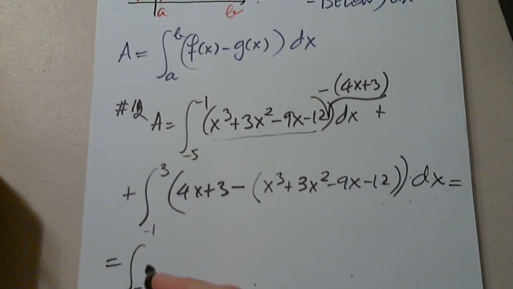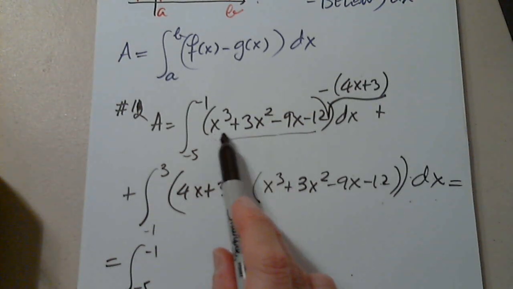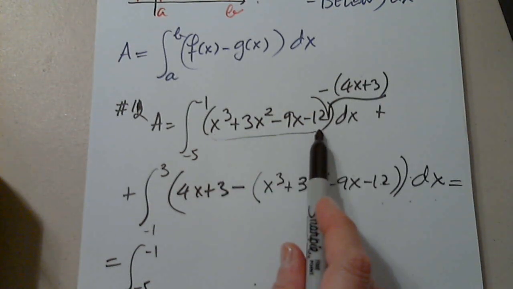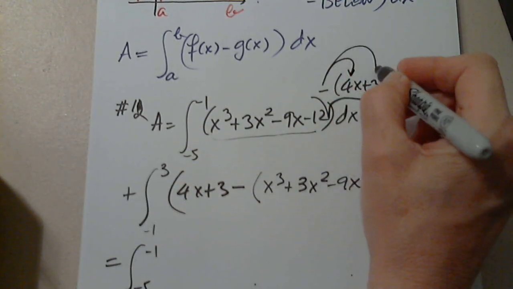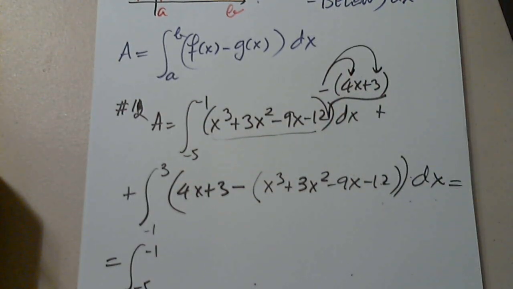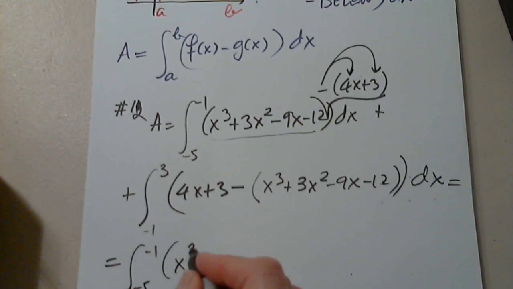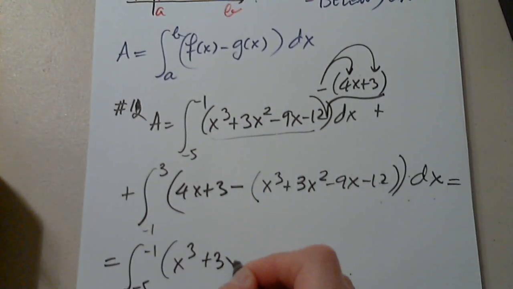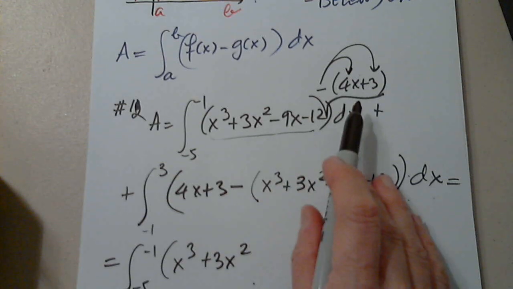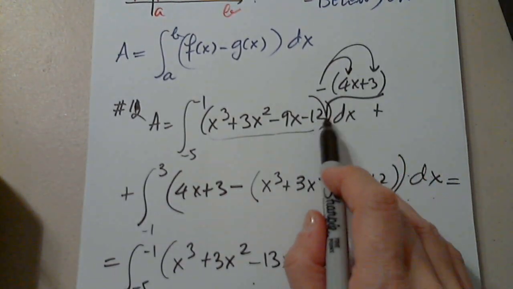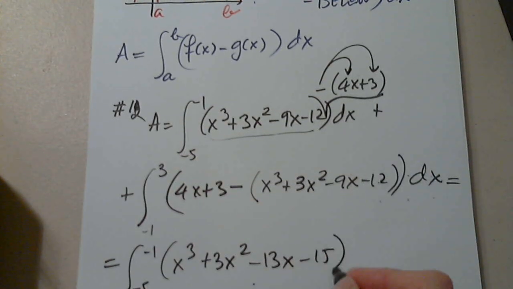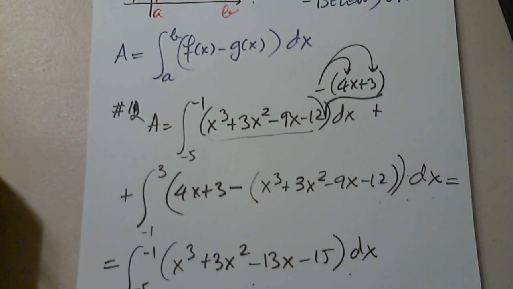So the integral from -5 to -1, x cubed plus 3x squared minus 9x minus 12 minus 4x minus 3. Remember? Easy to forget. So x cubed plus 3x squared minus 9x minus 4x, negative 13x, negative 12 minus 3, negative 15 dx. This integral will give us the area that is the first piece.